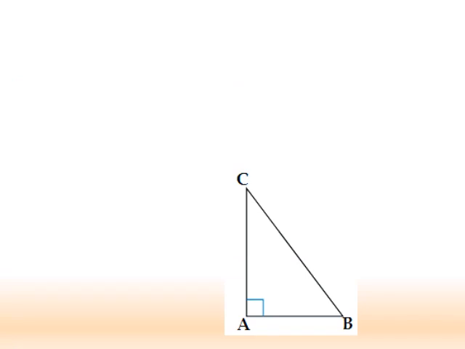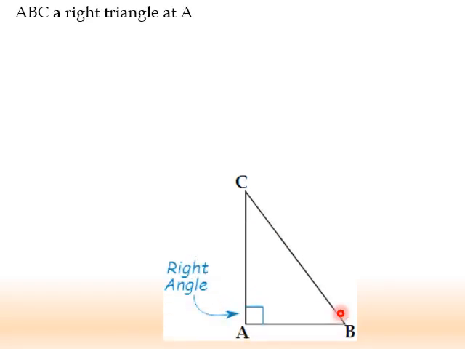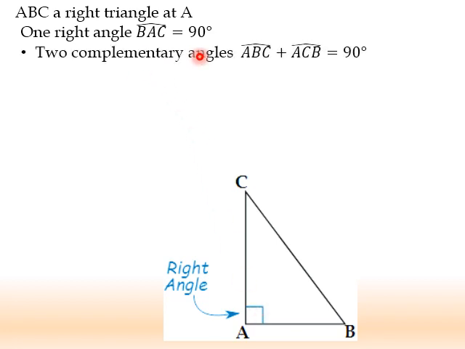From its name, CAB is a right triangle since it has a right angle, which is CAB. A right angle means its measure is 90 degrees. So we write BAC equals 90 degrees.